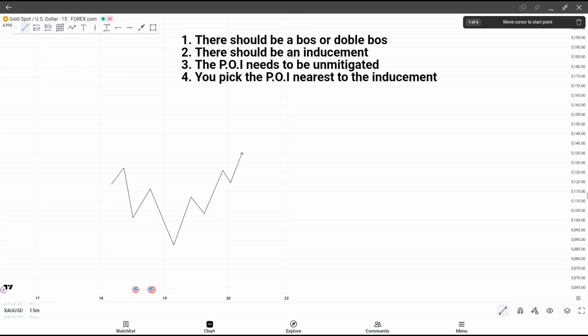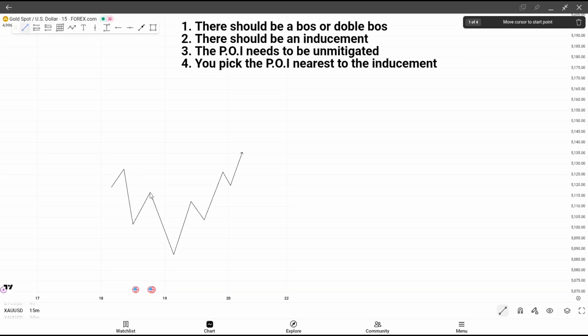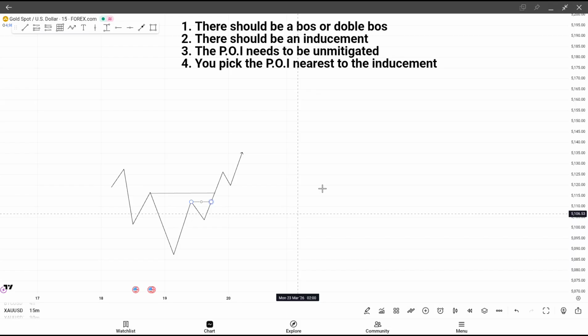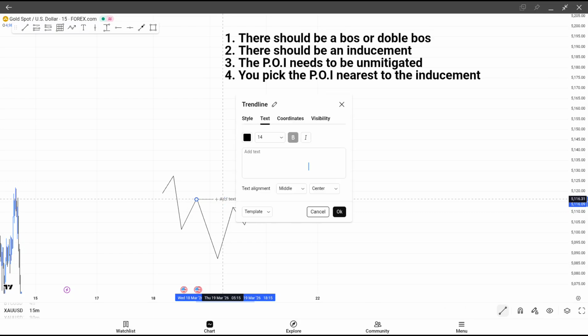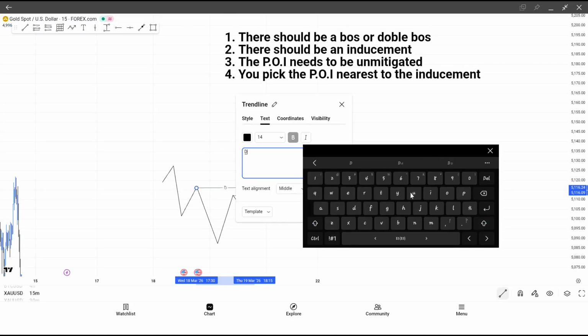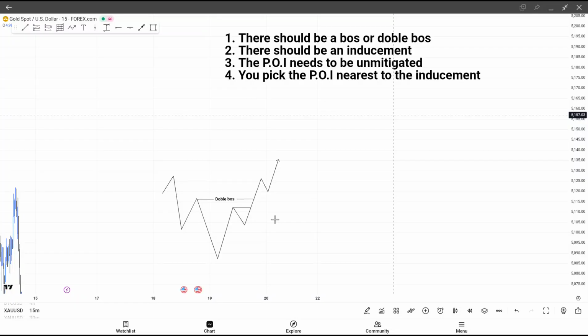The first rule says there should be a break of a structure or a double break of a structure. In this scenario, we have what? We have a double break of a structure. Simple as that. You have the first one that meets. There should be a break of a structure, or there should be what? A double break of a structure. In this case, I am seeing a double break of a structure here.